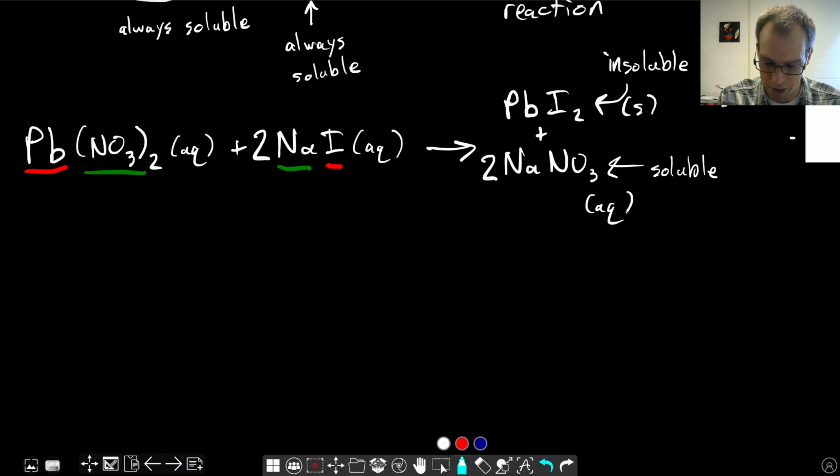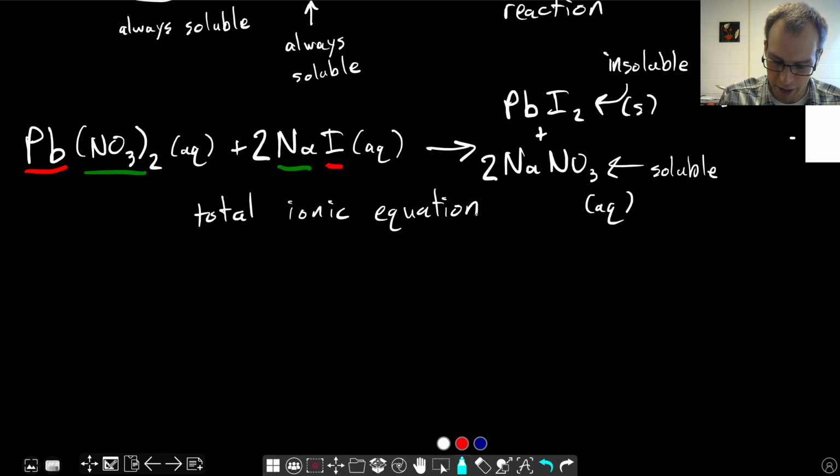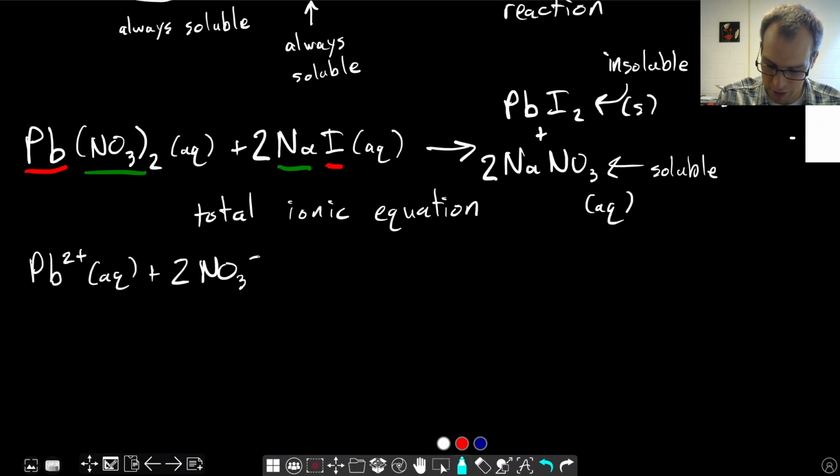So this is our molecular equation, but let's write the total ionic equation, and then we'll do the net ionic equation, just like we did for our acid-base reactions. So for our total ionic equation, everything was soluble on the left-hand side of the equation, so we can write them as their individual ions. And we're going to still need these 2 nitrates to balance our charges here. And then same thing with our sodium and iodide ions.